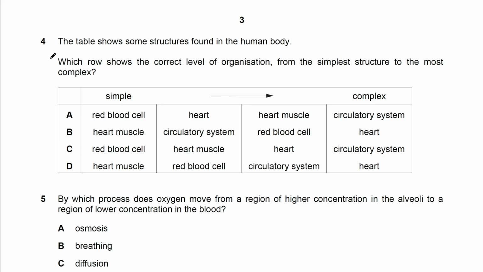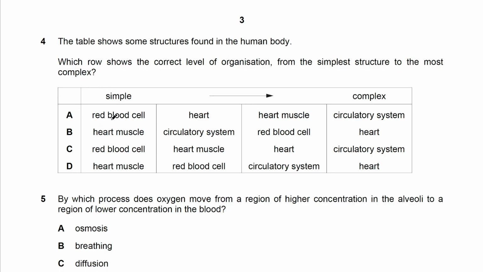The fourth question. The table shows some structures found in the human body. Which row shows the correct level of organization from the simplest structure to the most complex? We all know that we have 5 levels of organization. The first one is the cell. A group of the same cells will move to have a tissue. Different tissues will give me organ. Different organs will give me organ system. Different organ systems will give me the organism.